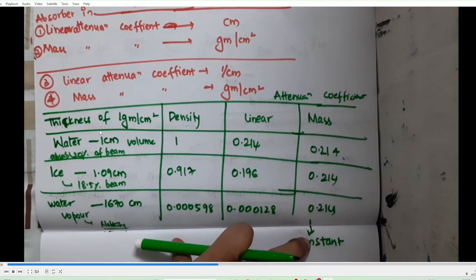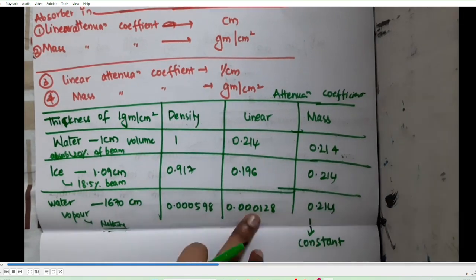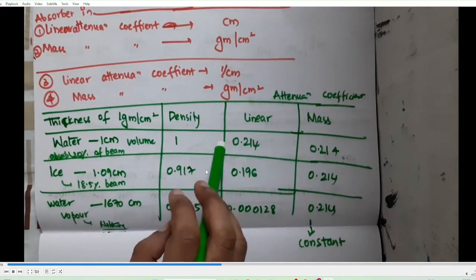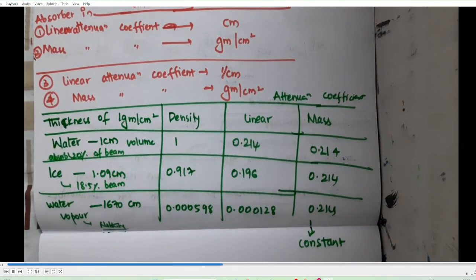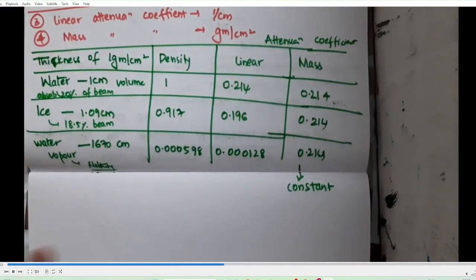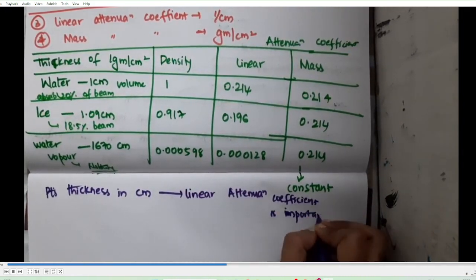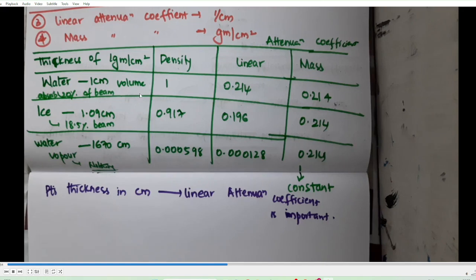To say that 1 gram of water and 1 gram of water vapor both absorb the same amount of radiation is true, but it has no diagnostic meaning. It is misleading because we do not deal with gram per centimeter square in patients. What do we generally deal with in patients? We deal with centimeters, that is the thickness of the patient, but not gram per centimeter square. Patient thickness is given in centimeters, and 1 centimeter of water absorbs a great deal more X-rays than 1 centimeter of water vapor. So linear attenuation coefficient is very important, whereas mass attenuation coefficient, where the effect of density is removed, is more misleading.